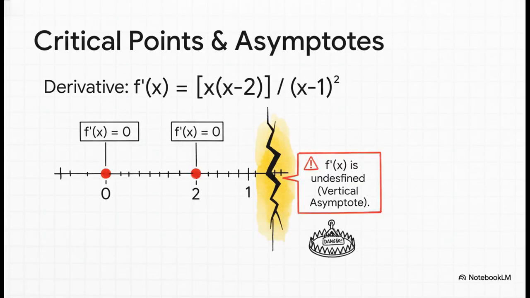Aha! And here's the trap. It turns out there are actually two kinds of critical points. We still have the ones where the derivative is 0, which happens here at x equals 0 and x equals 2. But we also have a critical point where the derivative is undefined. And that happens whenever the denominator is 0, which is at x equals 1. In this case, that creates a vertical asymptote, a total break in the graph, but we absolutely have to include it on our sign map. It's a critical point.